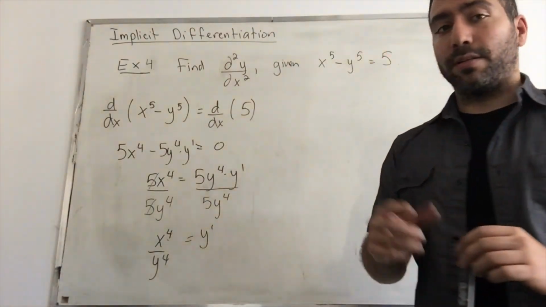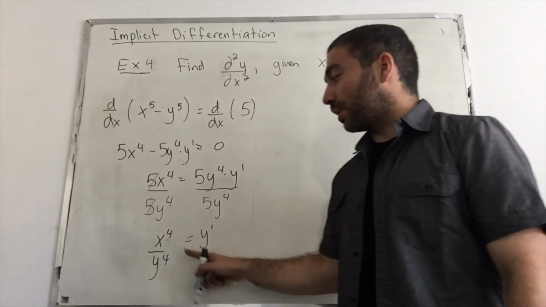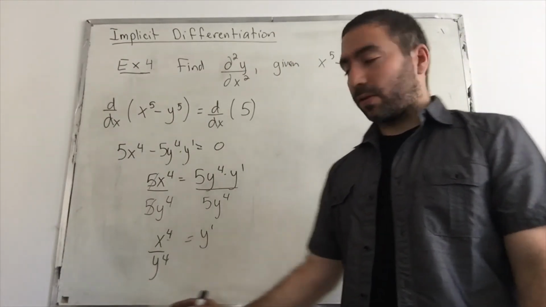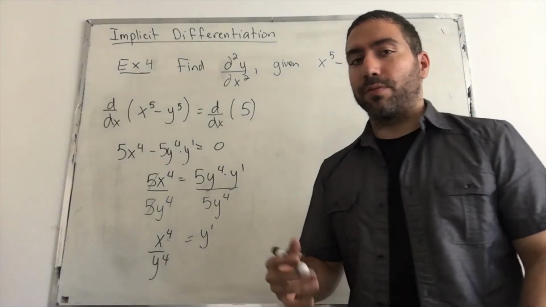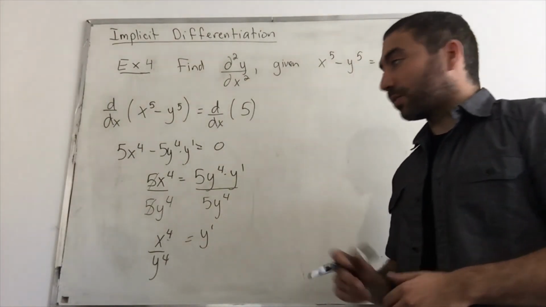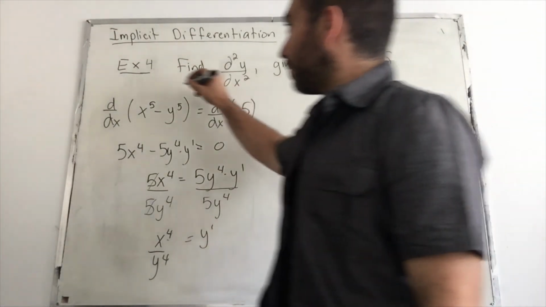Let's go ahead and find the second derivative. How do we do that? We're going to take the derivative of this. Notice how we have a fraction, so we're going to have to use quotient rule. Let's go ahead and do that. So this is the first derivative.